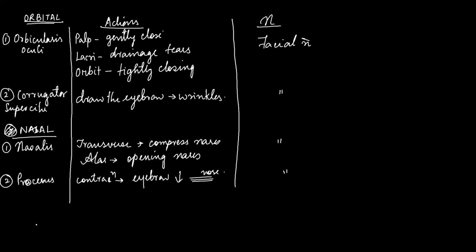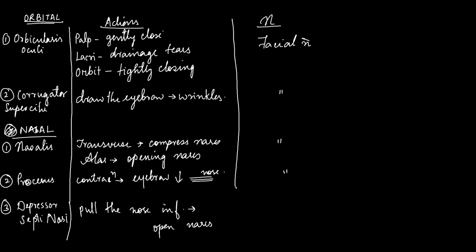The last muscle of the nasal part is depressor septi nasi. Okay. Now, this will pull the nose inferiorly. And because of that, it will help in the opening of the nares. Again, supplied by the facial nerve. So these are the few muscles of the orbital part as well as the nasal part. So remember, orbital part, we have orbicularis oculi, then we have corrugator supercilii, as well as in the nasal part, we have nasalis, procerus, as well as the depressor septi nasi.